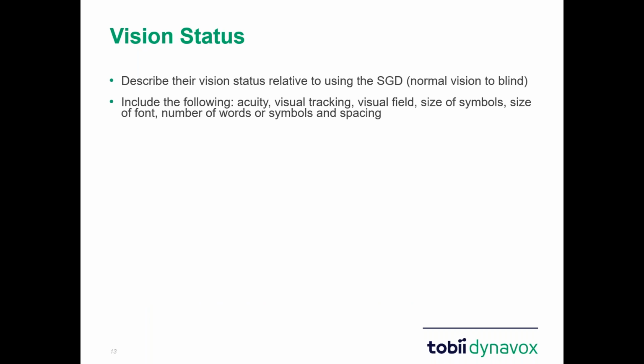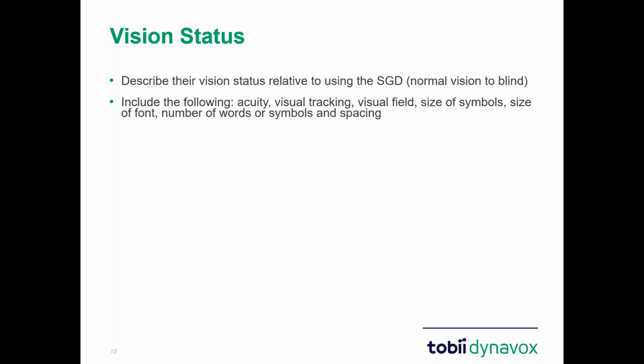Vision status. So you're going to talk about their vision and how it relates to using the SGD. So normal vision all the way to blind. You can talk about acuity, visual tracking, visual field, size of symbols, size of font, number of words, symbols, and spacing. So, if you're working with a CVI kid who can't see and you need those high contrast symbols, that's where you're going to put this in and talk about how they need those high contrast symbols.